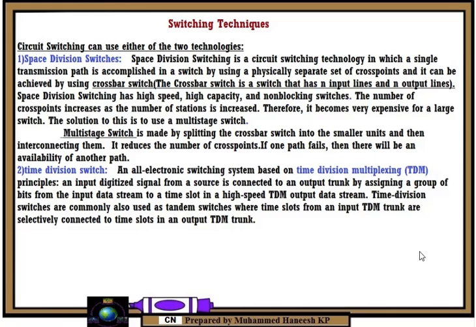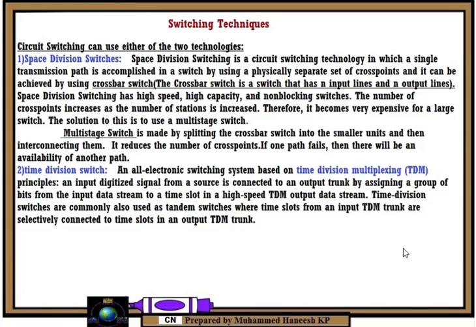A crossbar switch is a switch that has n input lines and n output lines. Space division switching has high speed, high capacity, and non-blocking switches. As the number of stations increases, the number of cross points increases. Therefore, it becomes very expensive for a large switch. The solution to this is to use a multi-stage switch.